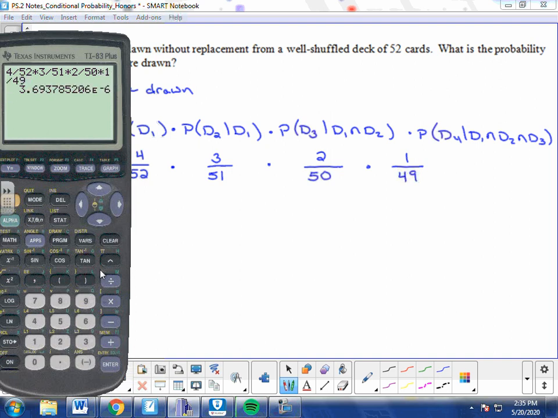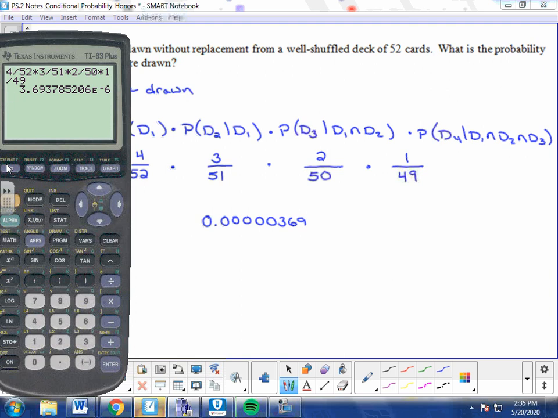Your calculator is likely to put that into scientific notation. Remember, this e to the negative 6 just means 10 to the negative 6 power. So we would move that decimal place over 6 places. So this would be 0 point with 5 zeros: 1, 2, 3, 4, 5. And then 3, 6, 9. Yeah, sorry, I had to count that and make sure.